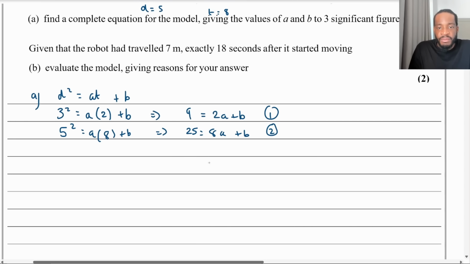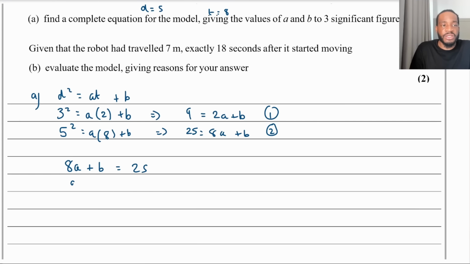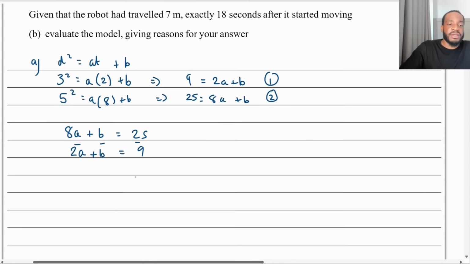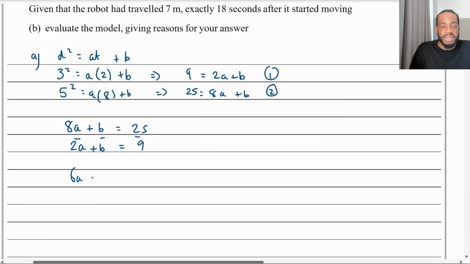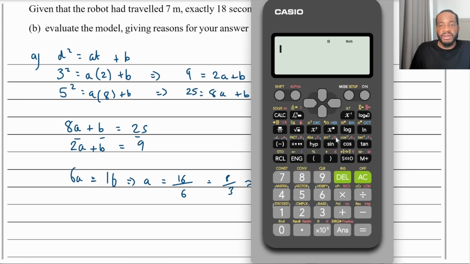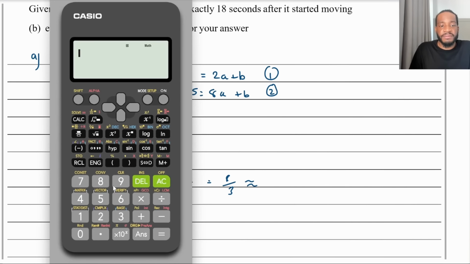So what I'm going to do, let me write 8a plus b is equal to 25. And I'm going to write 2a plus b is equal to 9. Okay, so take away. I'm going to have 8 take away 2 is 6. So 6a is equal to, the b's cancel, 25 take away 9 is 16. So therefore, a is equal to 16 over 6, which is equal to 8 over 3, which is approximately, calculator, 8 over 3, is equal to 2.6 recurring.